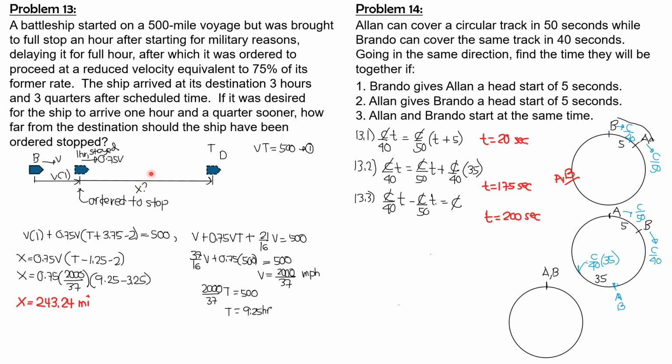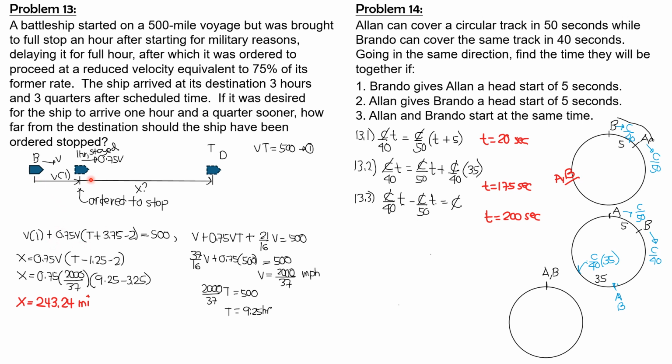Now let's satisfy the statements here. So v times 1 plus 0.75 times v. So take note that this is the original equation: normal speed times expected travel time to reach here is equal to 500 miles.